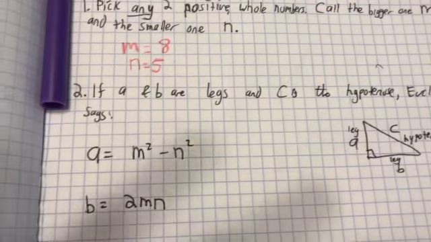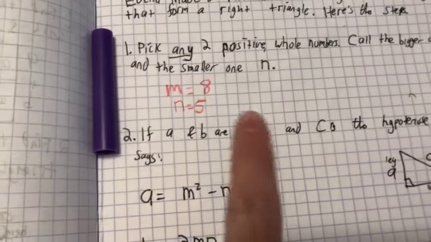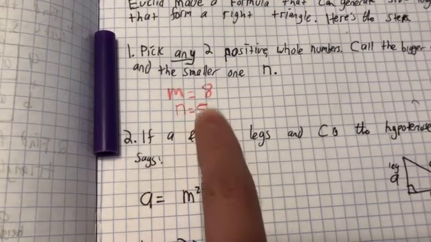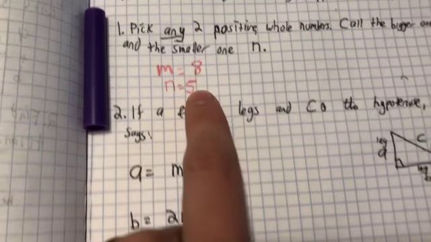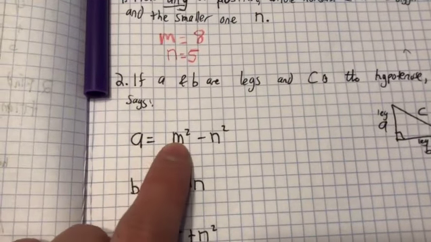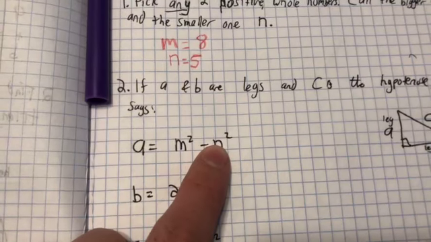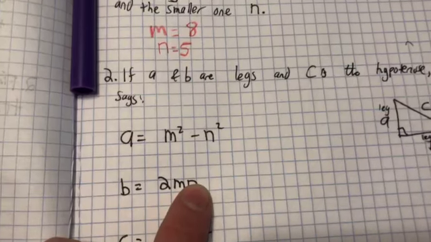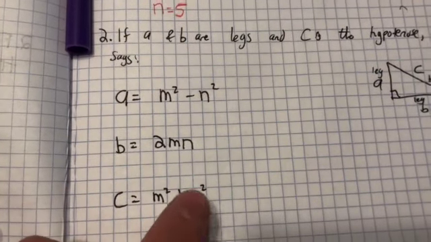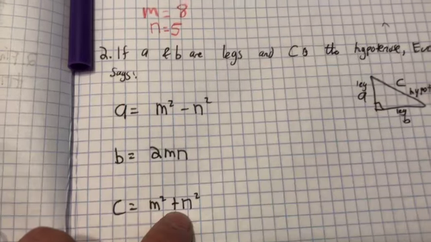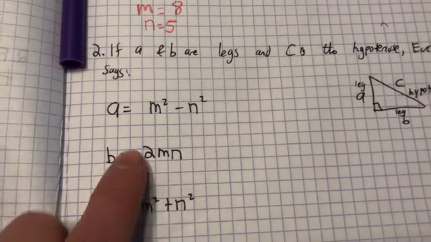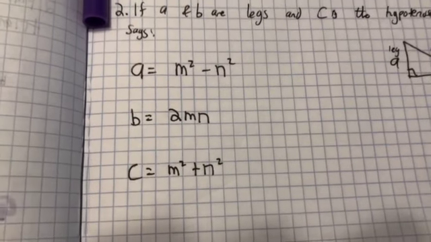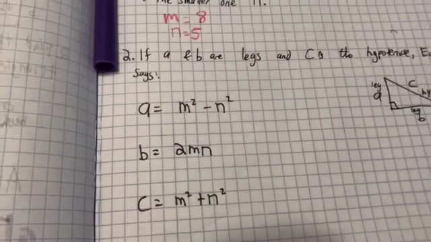Then we're going to calculate each of our side lengths from m and n. So if I let m be 8 and n is 5, those aren't our side lengths. We'll have to calculate them from there. So we're going to let a be m squared minus n squared. B is going to be 2 times m times n. And then c is going to be m squared plus n squared. So we're going to take a minute and just calculate what a, b, and c all would have to be based on this rule. So go ahead and try that.